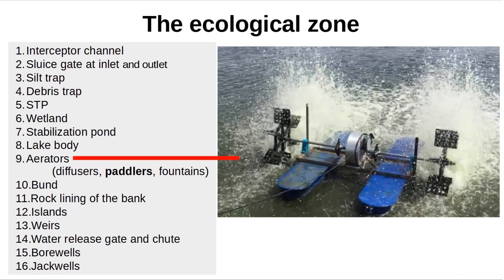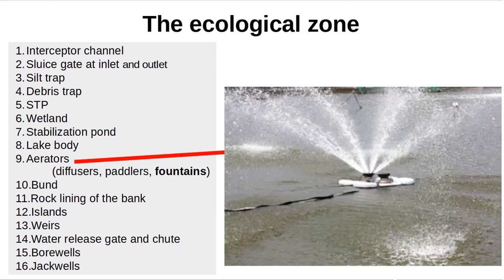Here a paddler is shown. It has two float tanks, which keep the whole machine floating. A motor in the center rotates paddles at high speed. The splashes in water cause the oxygen to dissolve in water. Fountains are also used as aerators. They may be floating in water, or mounted on a frame. Here also, the spray of water allows oxygen to be dissolved in water.